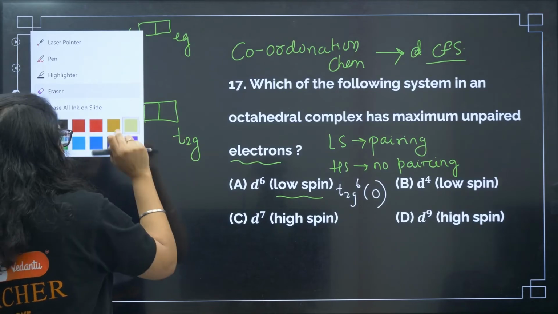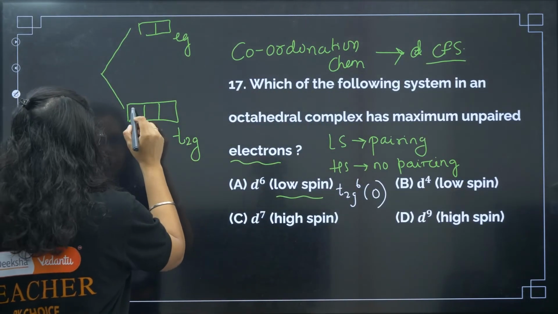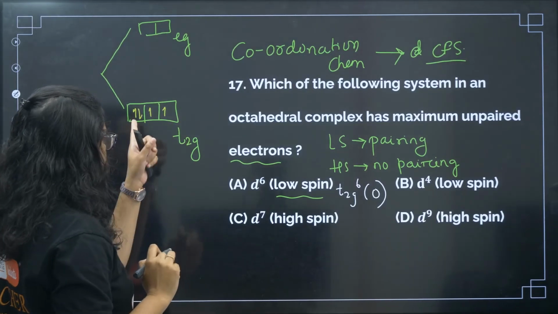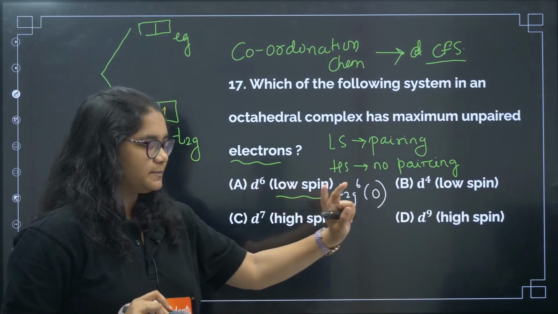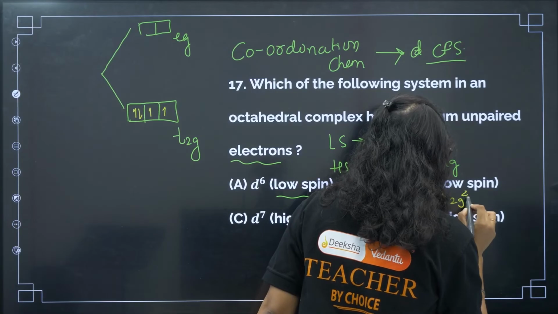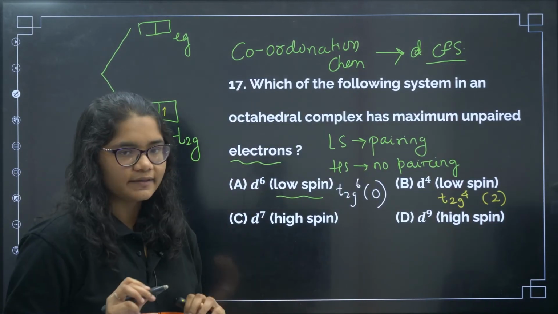Next option: D4 low spin. So we have 1, 2, 3, and the fourth electron will come here. Again pairing will take place because it is low spin. So here the configuration is T2g4, and the number of unpaired electrons is 2. You can see 2 unpaired electrons are there.